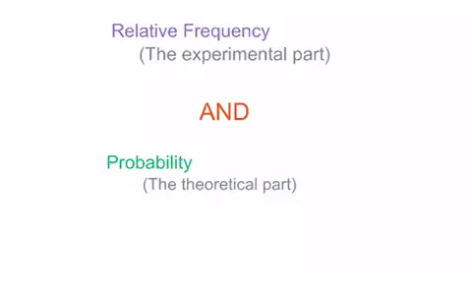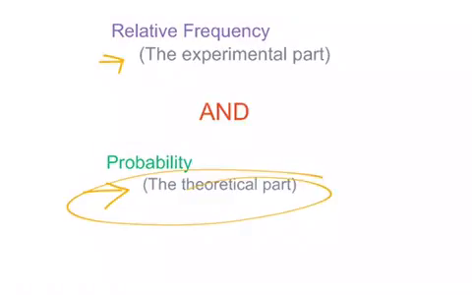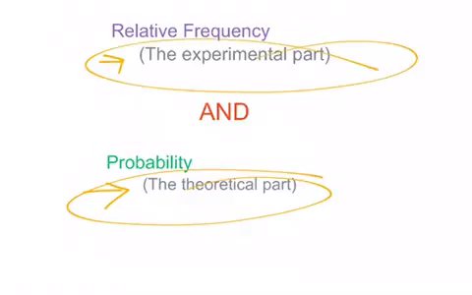Today we're going to be learning about how to calculate relative frequency. Well, it sounds like a big fancy term. Really, it's just comparing the experimental part of probability to the theoretical part of probability. And again, we know that the theoretical part is what should happen in an experiment, and the experimental part is what does happen in an experiment.